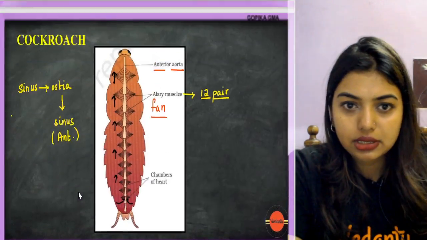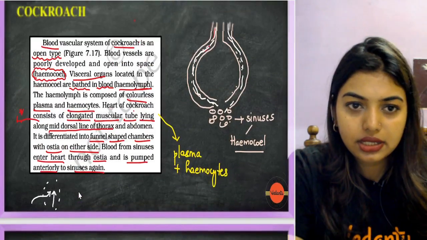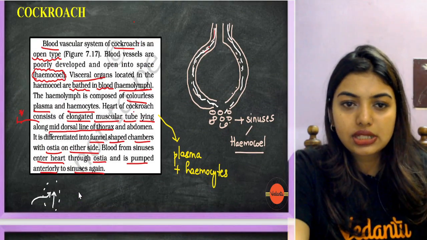Okay, respiratory system is going to start. I think alveolar muscles here they have not even mentioned. Okay, so students, I hope this is clear.